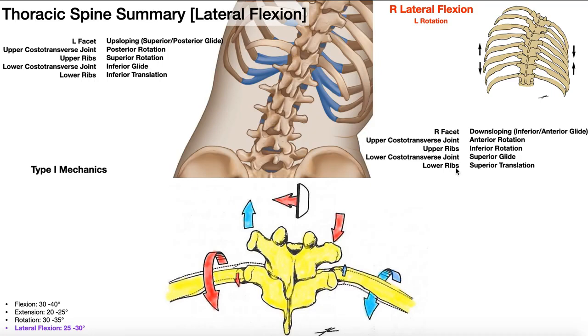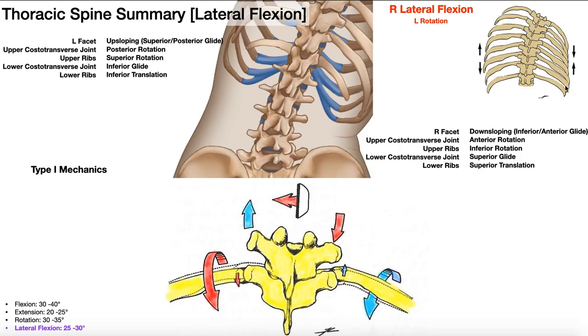Now, for the lower ribs, the opposite's going to occur. It's going to be gliding movement, but the lower costotransverse joints facilitate superior glide, and so the lower ribs are going to translate superiorly. What's going on here? Upper ribs rotating down, lower ribs translating up. So even put more simply, upper ribs move down, lower ribs move up. And so that allows them to approximate each other. Upper ribs move down, lower ribs move up.